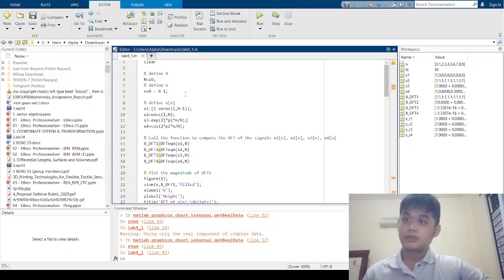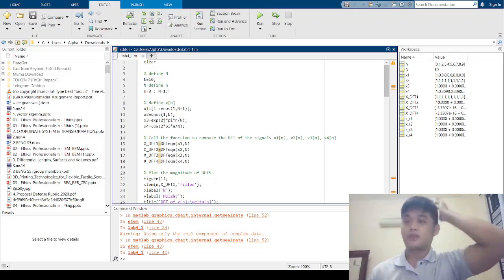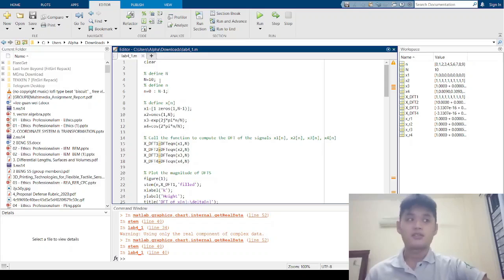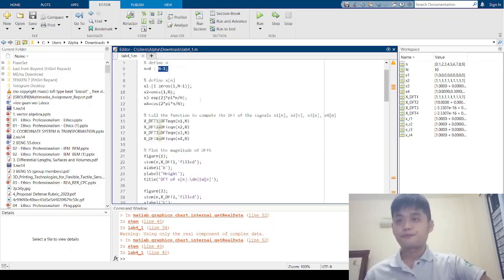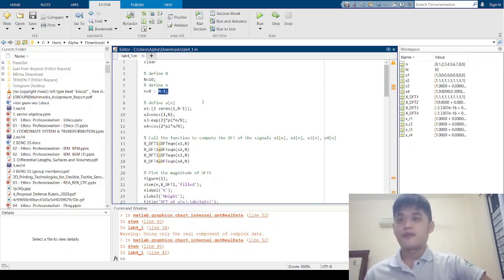From here we can see that for this lab we have to declare two things first: one of which is the big N, and also the small n, which will be arranged. The maximum for the big N can be as many as possible, but in this case we're just going to limit it to 10, and the small n is going to be from 0 until 9, because of N minus 1.